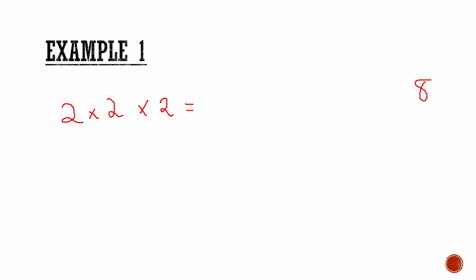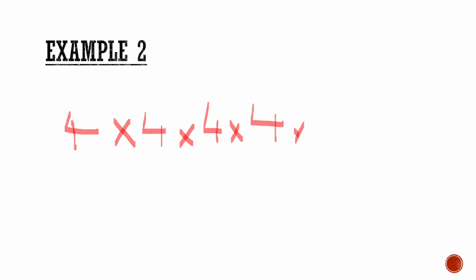But we want to write this in index or power form. Now 2 is being multiplied through 3 times, so I'm going to have a power of 3. I've got 3 2's that are being multiplied together, so it's 2 to the power of 3. So that is the first example here guys. Just to be clear, I've got 2 times 2 times 2, which is going to be 2 cubed.